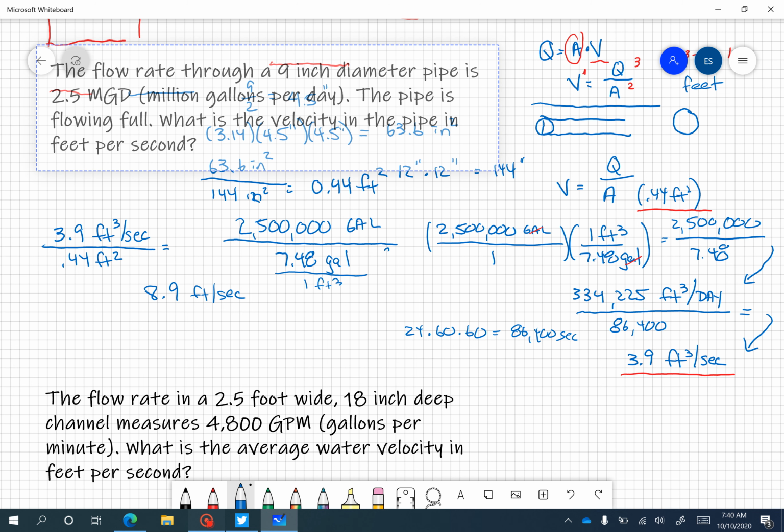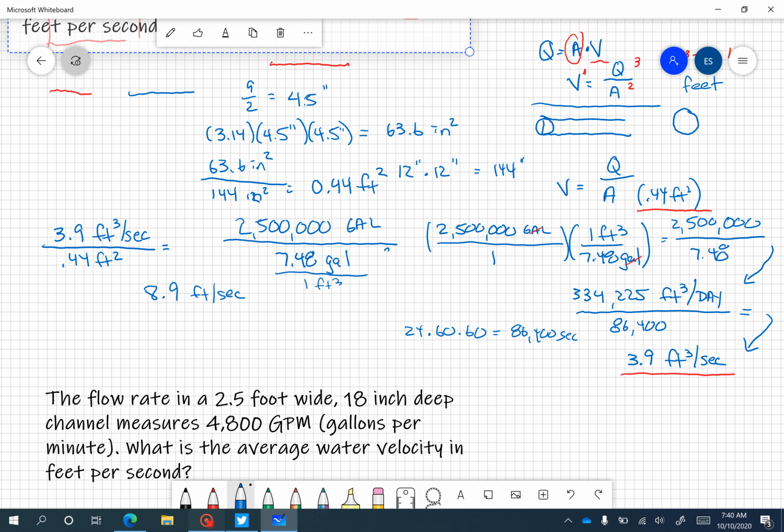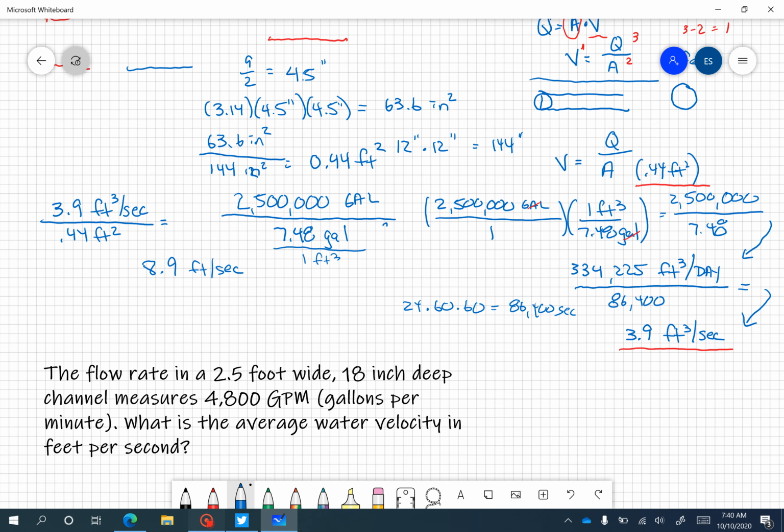So a lot of steps here. You're doing a lot of conversions, converting inches to square feet and gallons into cubic feet and days into seconds. It's actually not really all that difficult, the math part. It's just a lot of steps, so you need to be careful and think it through logically and make sure that you're not missing any steps along the way.